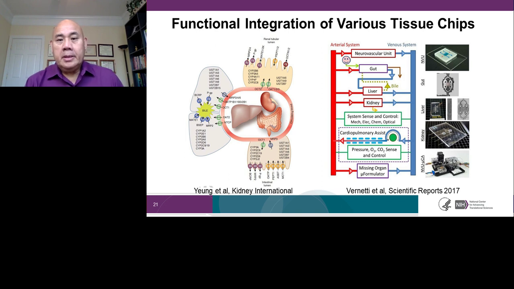Another example that I'd like to show is the functional integration of various tissues on a chip system. In this particular case, linking up the liver, the kidney proximal tubule with the GI system or the gut, along with the neurovascular unit or the blood-brain barrier, informing how multi-organ connectivity can influence or inform how drugs can be metabolized in the system.